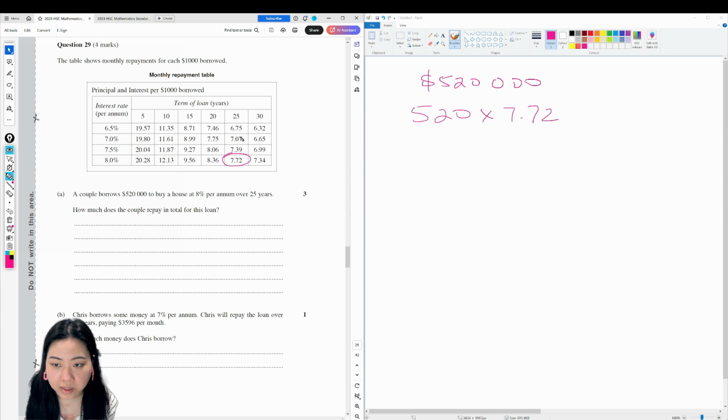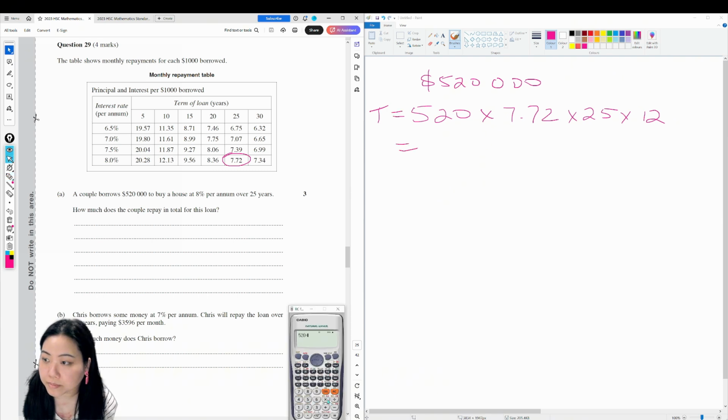And how many times do they pay it? They pay it every month for 25 years. They pay it for 25 years and 12 times every one of those years. This is the total. That comes to $1,204,320. Wow, that's more than double what they borrowed.